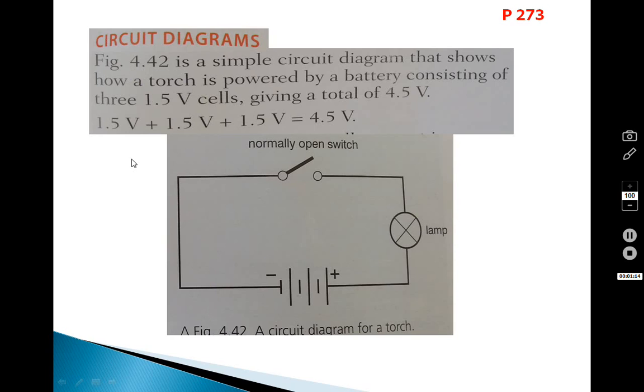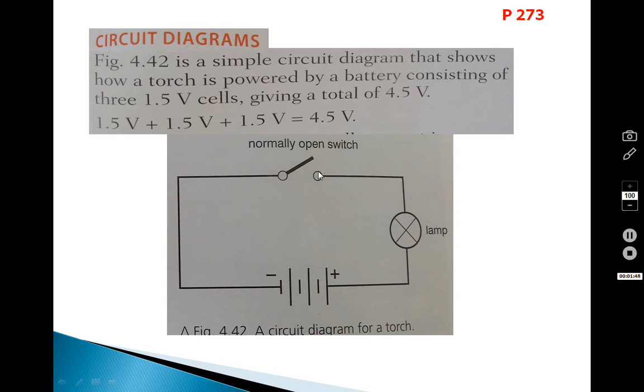battery consisting of three 1.5 volt cells. This is one, this is the second one, this is the third one. Three batteries connected in series, which have the same value, 1.5 volt, so giving the total of 4.5 volt. So 1.5 plus 1.5 plus 1.5 is equal to 4.5 volt.